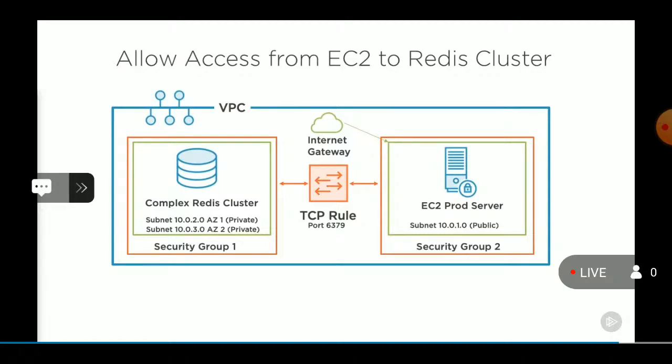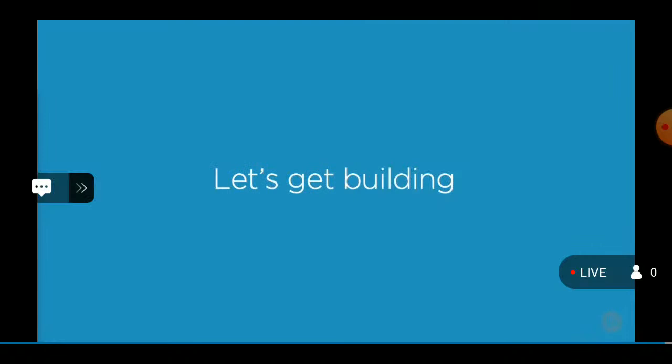The cluster and the EC2 dev server are attached to 2 different security groups. What we want to do is allow the 2 security groups to talk to each other over the Redis standard port, which is 6379. We can do that by creating a TCP rule connecting the 2 security groups together. Let's again jump into the demo and get building.